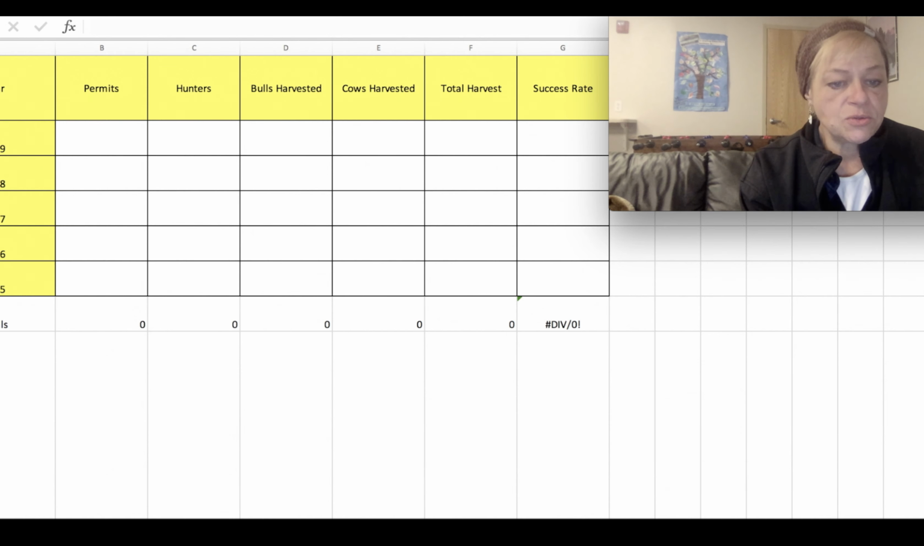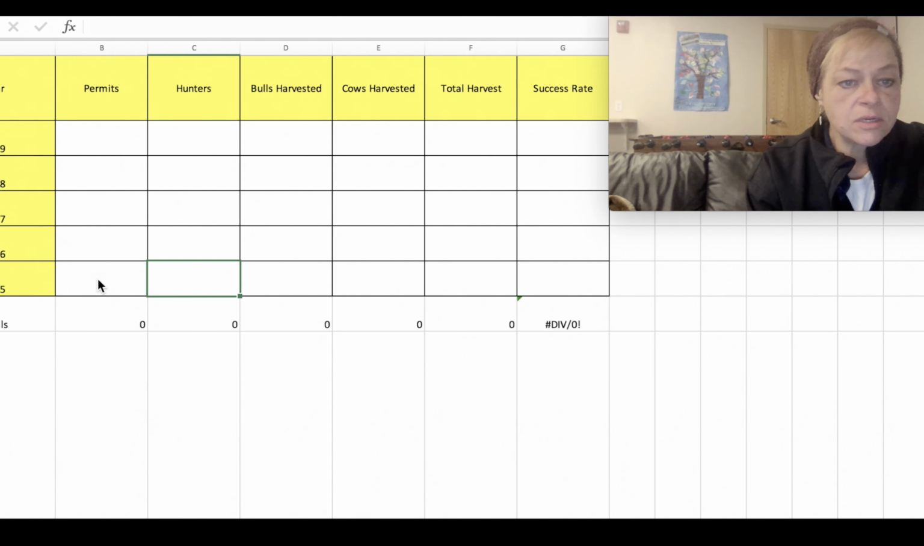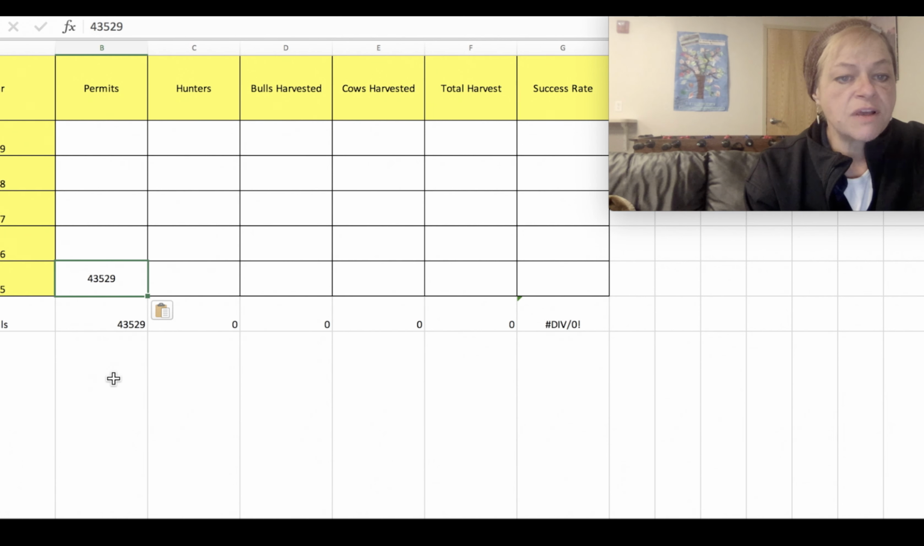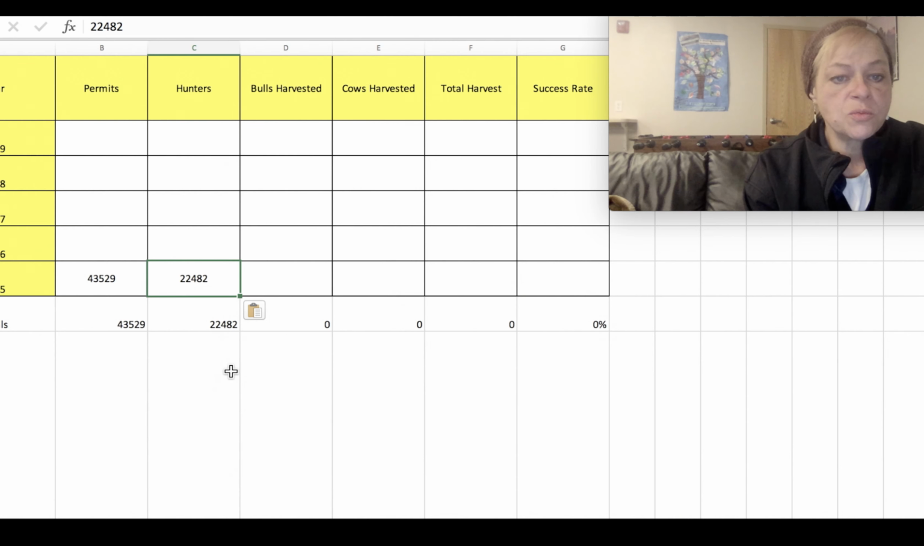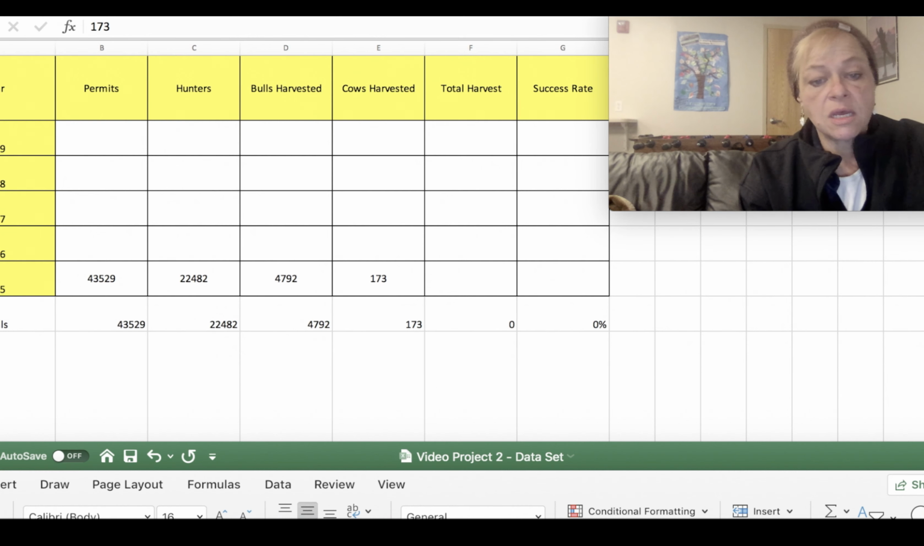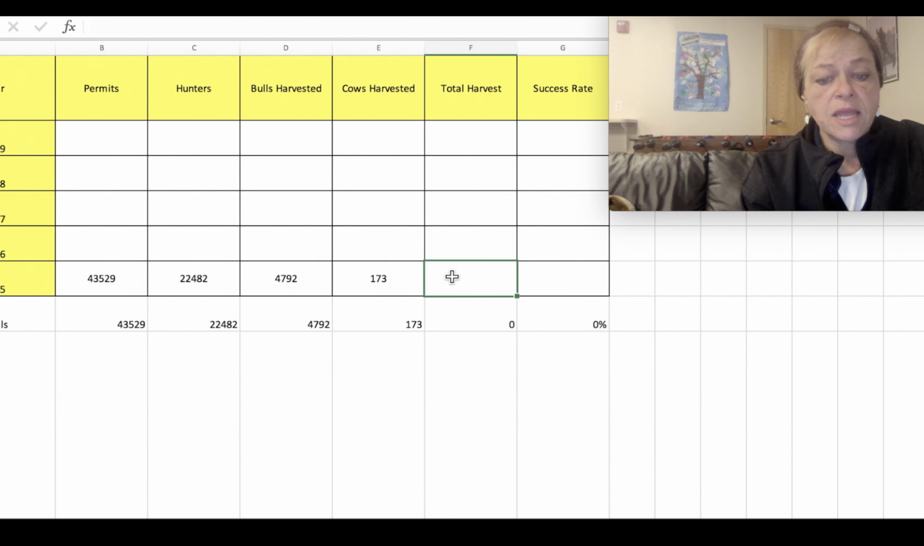So let's start with 2015. There were 43,529 permits issued. There were 22,482 people that actually hunted. There were a lot of bulls harvested that year, 4,792. And then there were only 173 cows. And then over here, find the total harvest. Obviously, we would just add these two numbers together. And when we do that, we get 4,965.